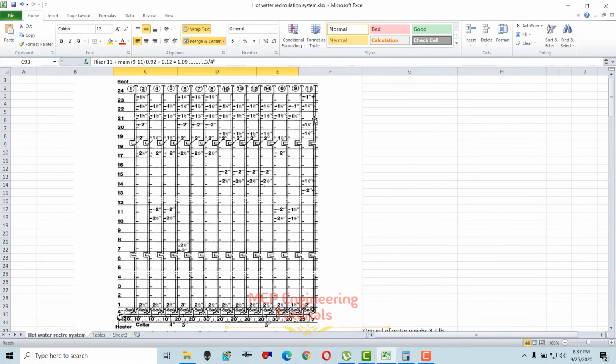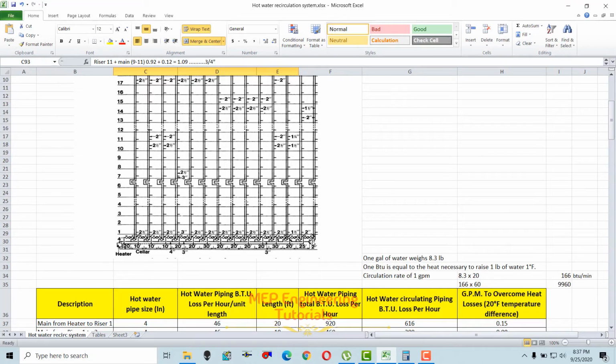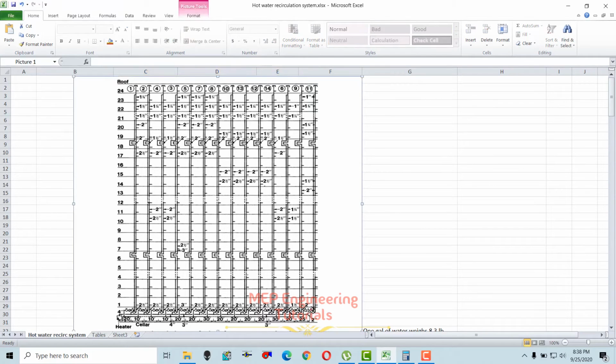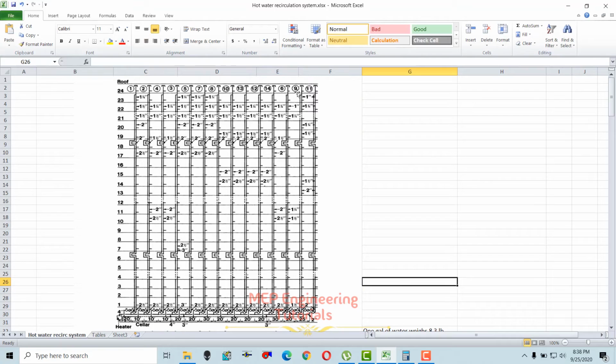If you see, this is riser 11 here, and we're going to get the size for this main recirculation pipe, which is connected to the water heater. So we'll go one by one and calculate the recirculation pipe sizes to the water heater. Here you have section 11. This is riser 11, and we are going to get the size for this horizontal pipe, this one. So this is 11.